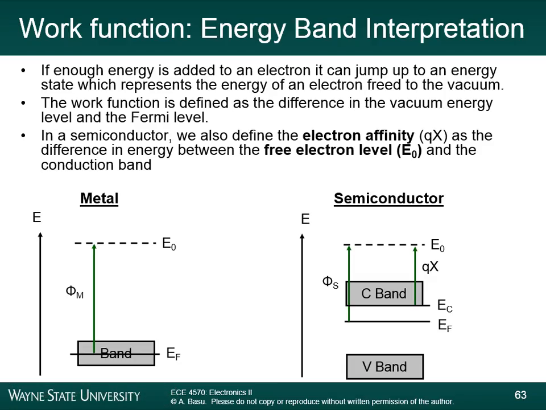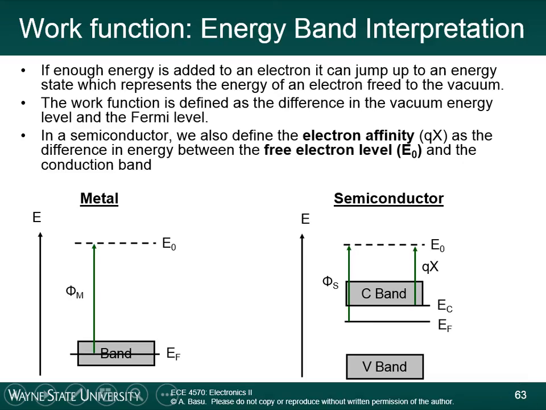Now looking on the right side of the diagram, the semiconductor part of it. In the semiconductor, we have two bands, the conduction band and the valence band, and we have the Fermi level somewhere in between. Now the semiconductor also has a free electron level. We just haven't talked about it yet. If you blast a semiconductor with high energy light, an electron can also gain enough energy to go to the free electron level. Now the way the semiconductor work function is described is slightly different. It's defined as the distance between the Fermi level and E0.